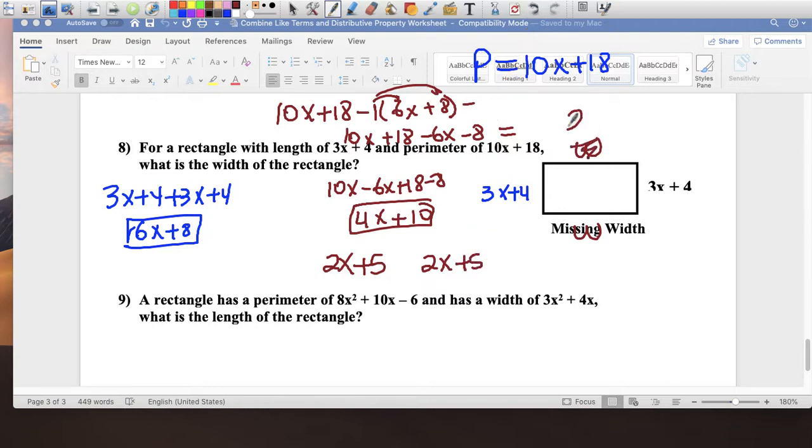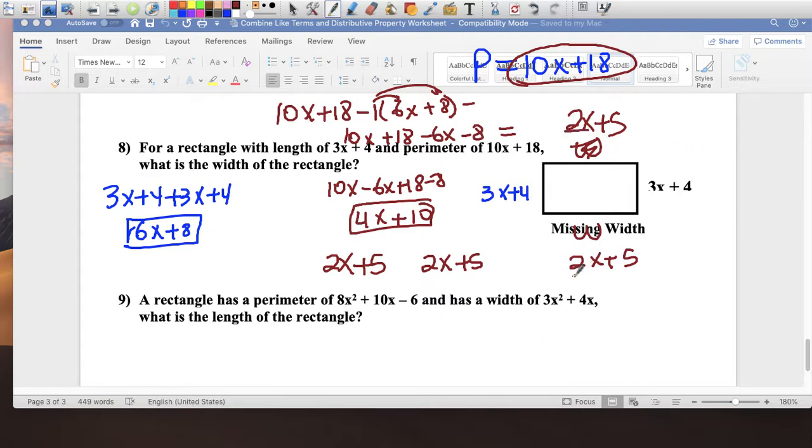Right, so this would be 2x plus 5, and this guy here is 2x plus 5. Oh my god. And again, you can double check, you know what the total is. The total perimeter has to be 10x plus 18. So add all 4 sides that you know now and see if it equals 18.